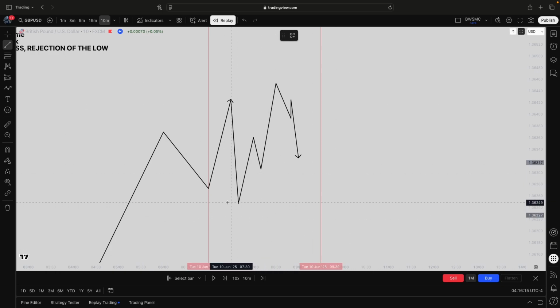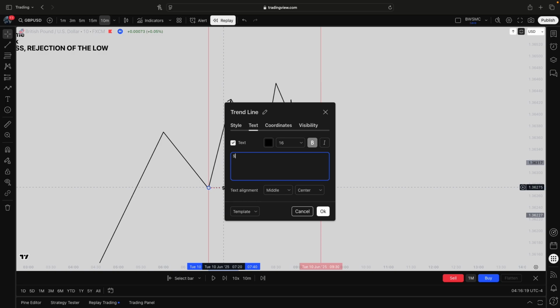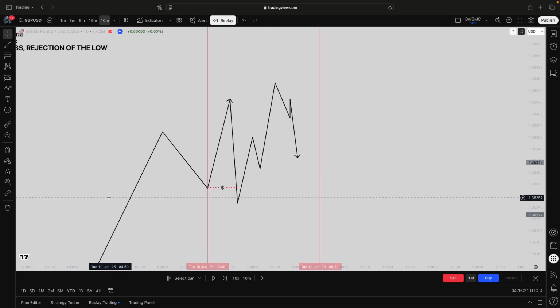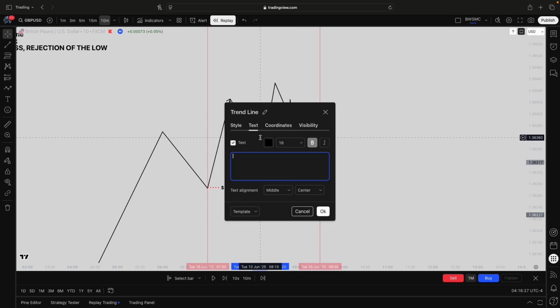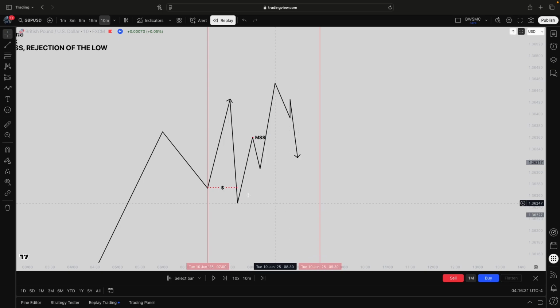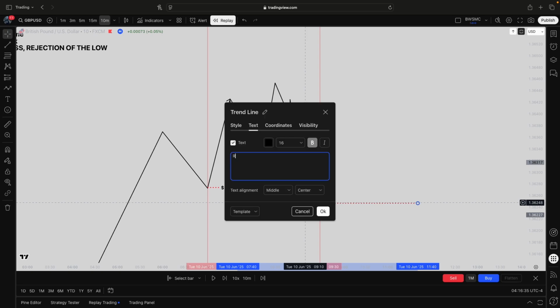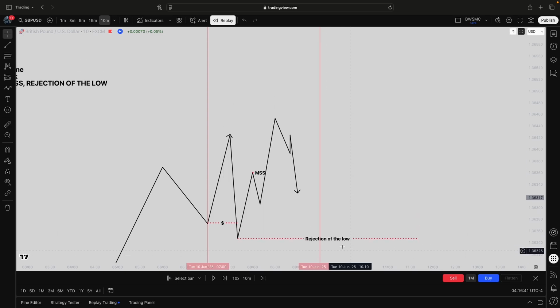Now you may not understand what's going on, but first things first, we identify the liquidity sweep. We just mark that out with a $ sign because it indicates liquidity, because liquidity is money. Then we want to identify a market structure shift. As you can see, we have the market structure shift right here. And then for the 3rd step, we can identify the rejection of the low, which is the most beneficial step. As you can see, rejection of the low right here.